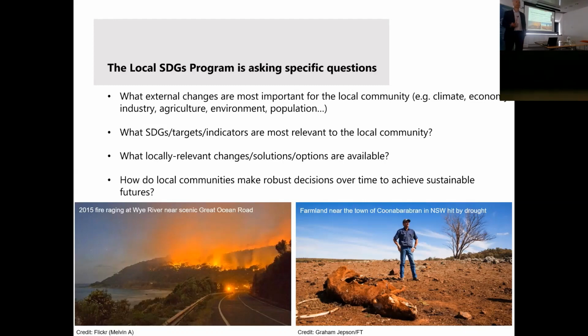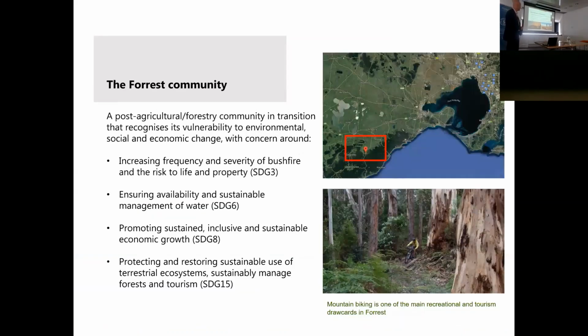So what changes, what options are available, what solutions are available, and how do local communities make robust decisions over time to achieve sustainable futures. So we've got all these things affecting us, we've got our priorities, we've identified things we can do, but how do we choose these in order to best achieve the goals that are important to us, given the uncertainty and these sorts of things that are coming at us? And that's what I'll talk about and focus on today.